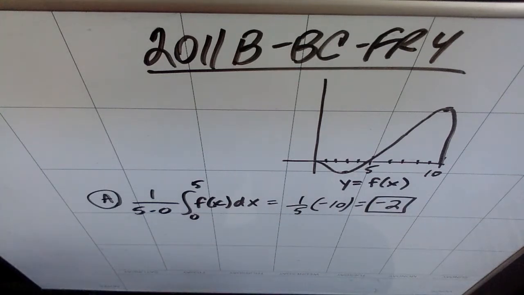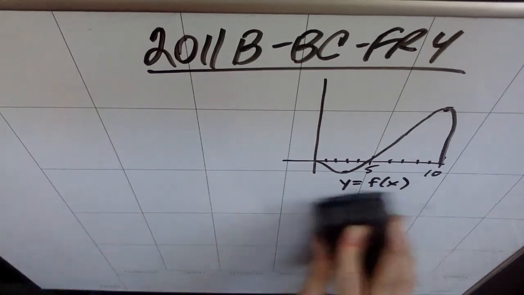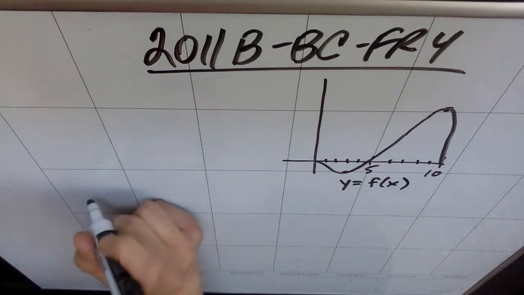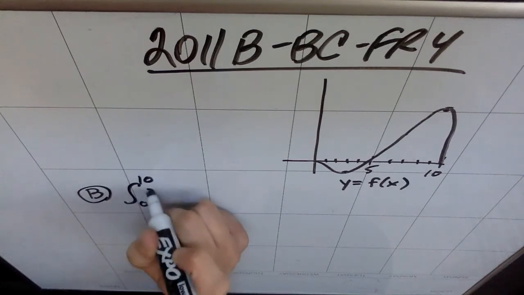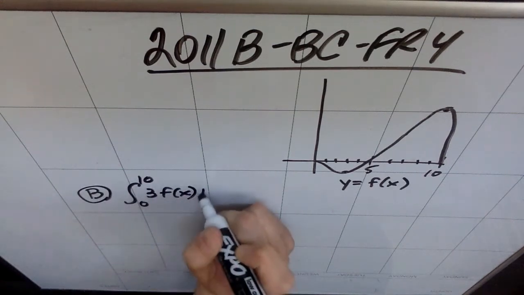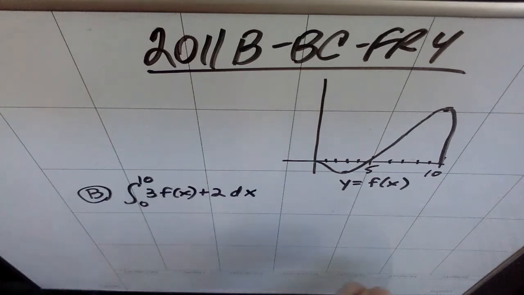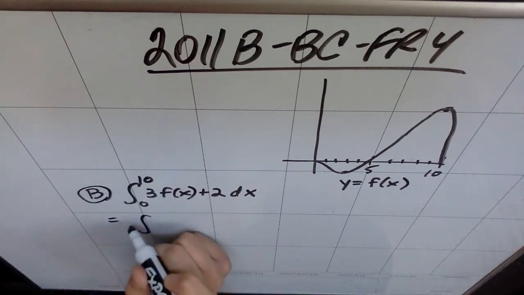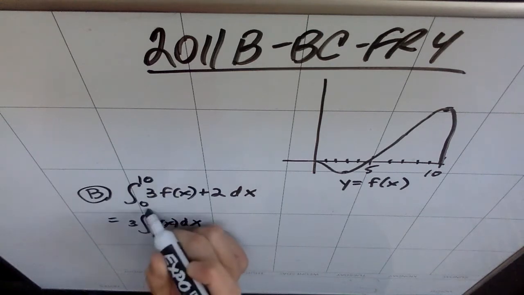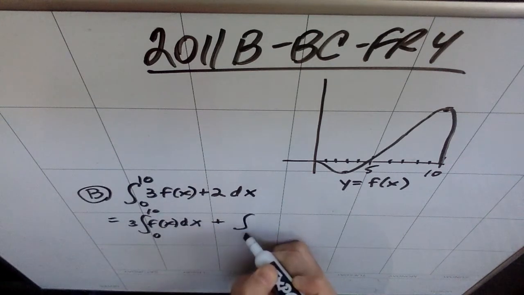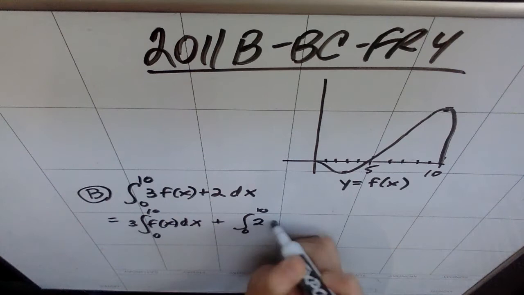Part B. Evaluate the integral from 0 to 10 of the quantity 3 f of x plus 2. Show the computations that lead to your answer. Okay, so part B. We are integrating from 0 to 10 of the quantity 3 f of x plus 2 with respect to x. So that's actually 2 separate integrals, right? It's easier to split it up and say this is 3 times the integral of f of x dx from 0 to 10 plus the integral from 0 to 10 of 2 dx.